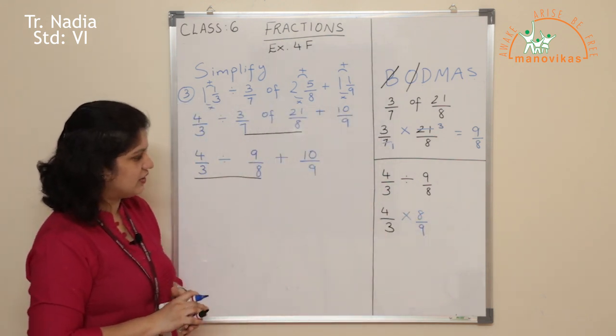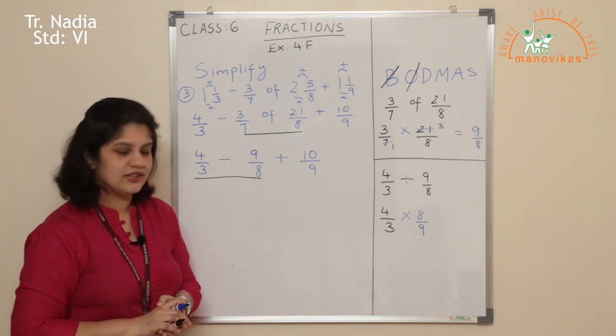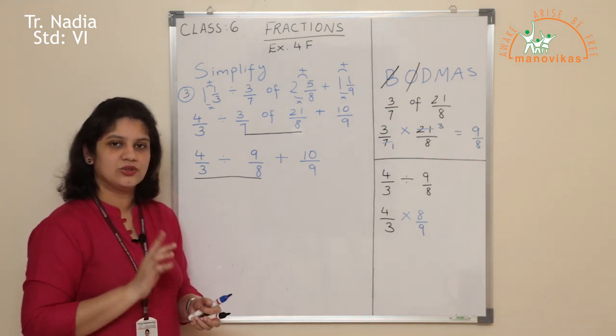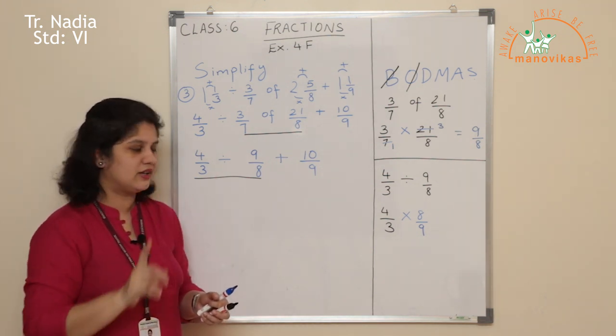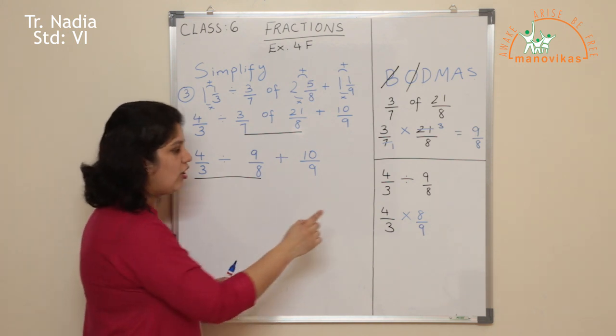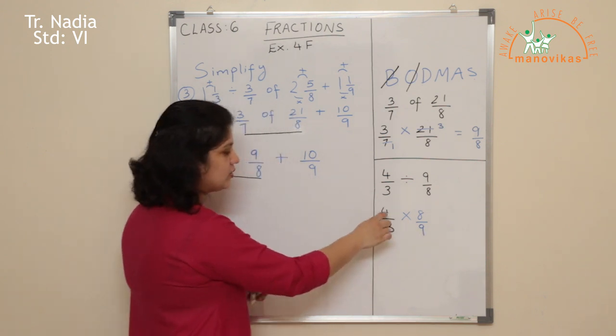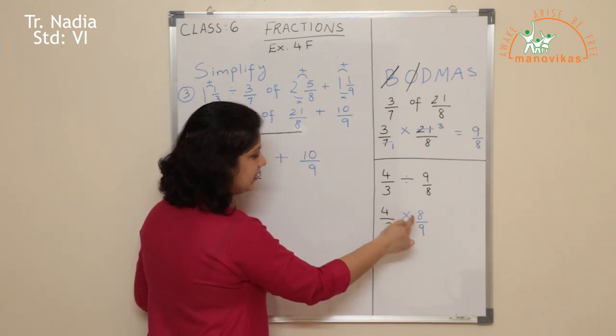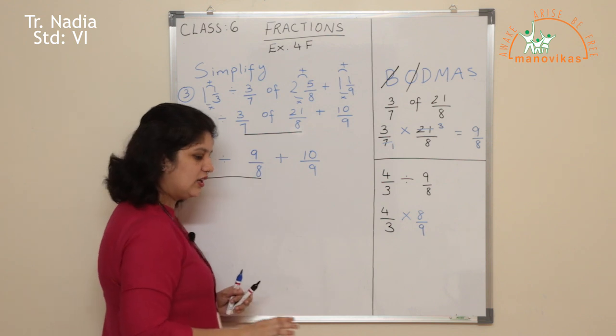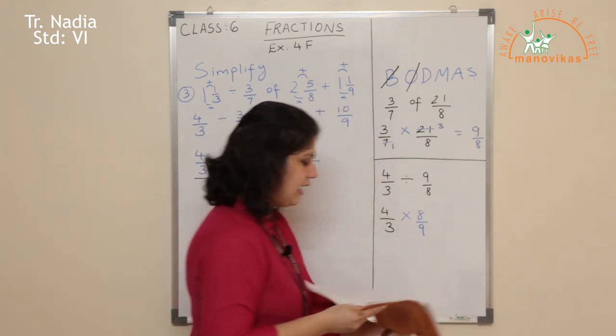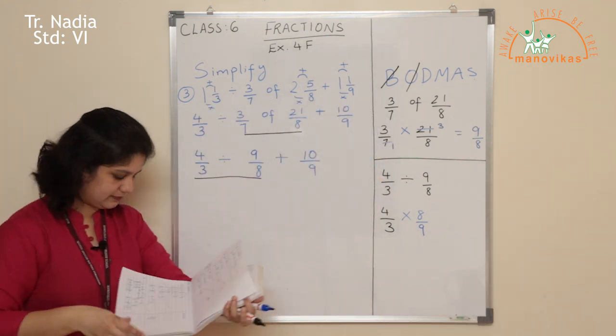Now let's see if I can reduce anything. Do you feel you can reduce anything? Remember children, reducing is done only between numerator and denominator. You cannot reduce this way. You cannot reduce this way. Reducing is always done with one numerator and one denominator. So here, do you feel any numerator and denominator can be reduced?